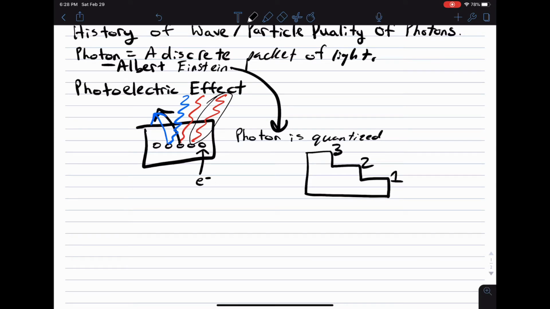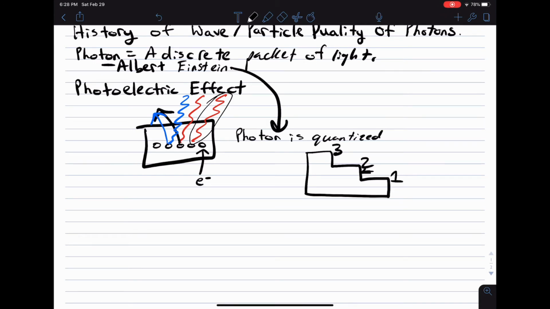It's three staircases, three steps up, but it can't be in between. It can't be right there, okay? It's impossible. You just can't be right there. And so a photon here is a discrete packet of light with a certain amount of energy.